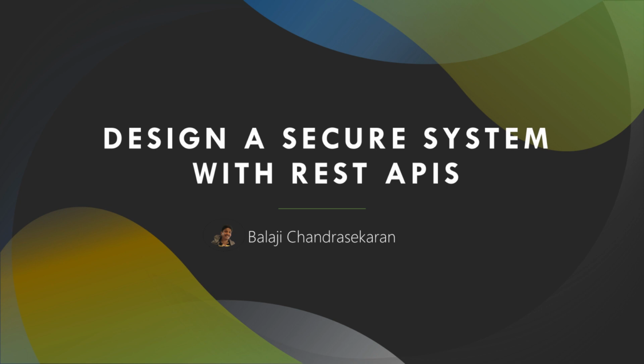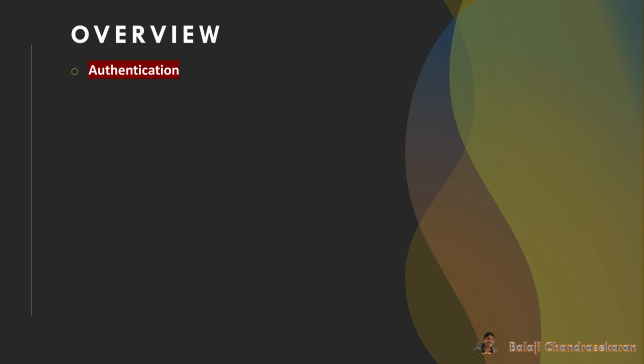Designing a secure system with REST APIs involves incorporating security measures at various layers of the system architecture. Here's a high-level overview of how you can achieve a secure system with REST APIs. In authentication, use a robust authentication mechanism such as OAuth 2.0 or JSON Web Tokens, JWT, to authenticate users and clients accessing the API. Implement strong password policies, including hashing and salting for storage of passwords. Consider multi-factor authentication for enhanced security.